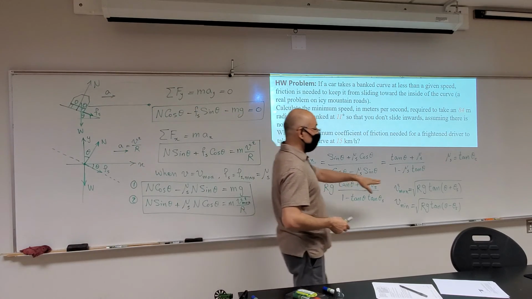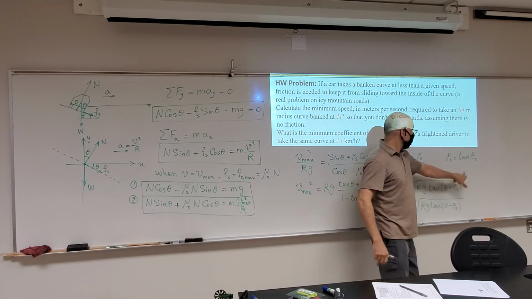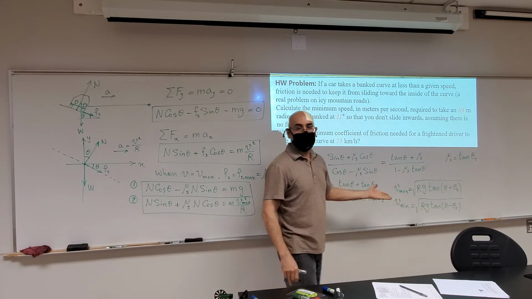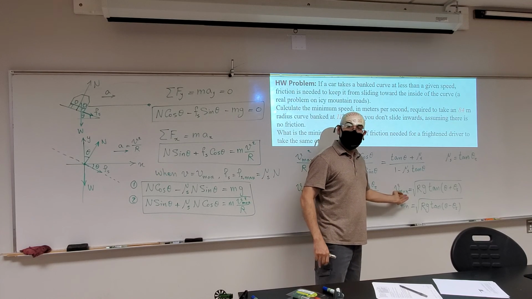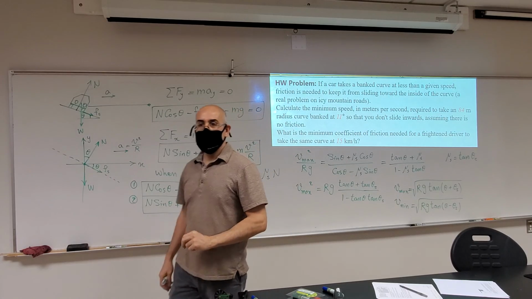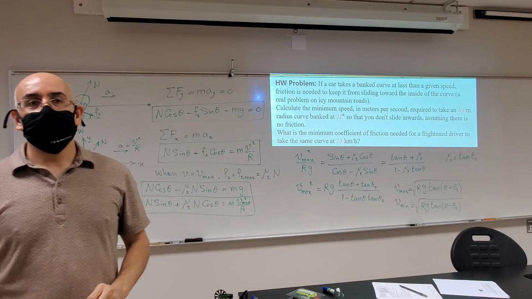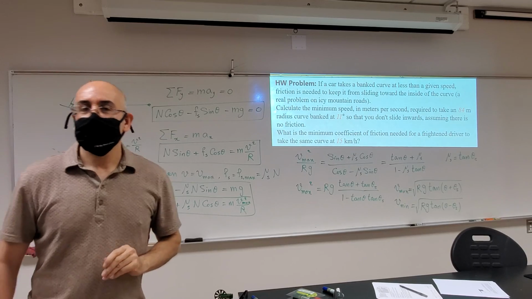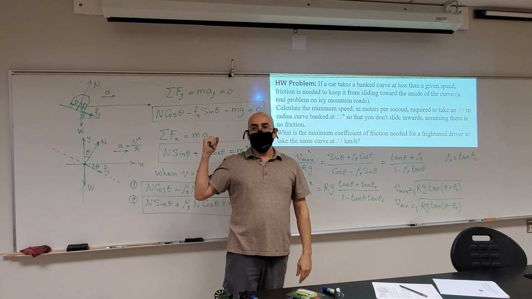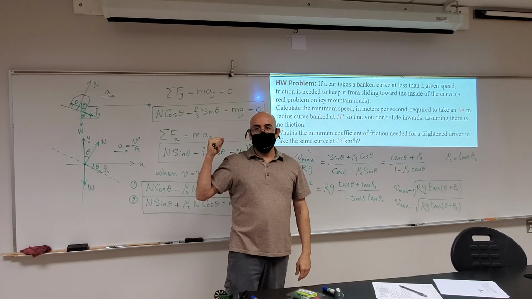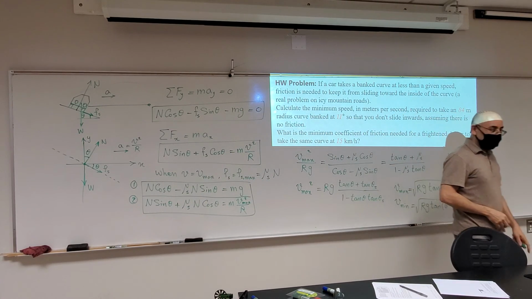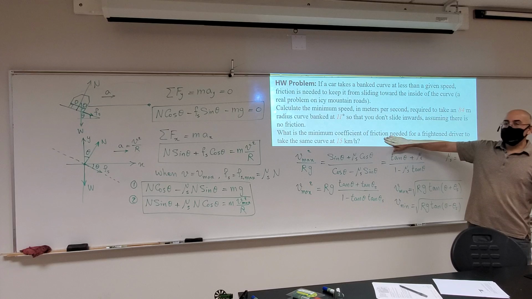And again, what if there is no friction? Mu s is 0, so theta s is 0. What do you get when there is no friction? V max and V min are the same and become the square root of Rg tan theta. So this is the prettiest problem that you can get in Newton's law. Of course, I have some others that are also pretty.